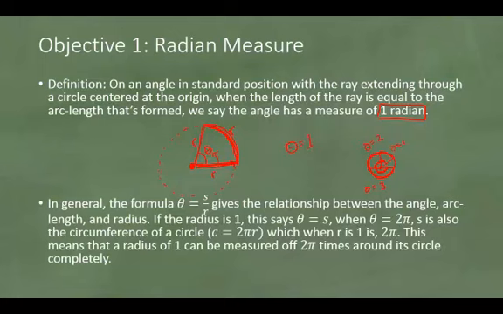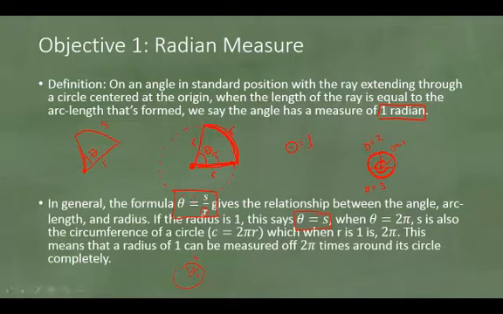In general, the formula theta is equal to s over r gives the relationship between the angle, the arc length, and the radius. In other words, if you have some theta, some r, and some arc length s, then this formula always has to be true. Theta is equal to the arc length over the radius. When the radius is equal to 1, that means that theta and s, the arc length, have to be equal. Right? When this bottom part is 1, then theta is equal to s.